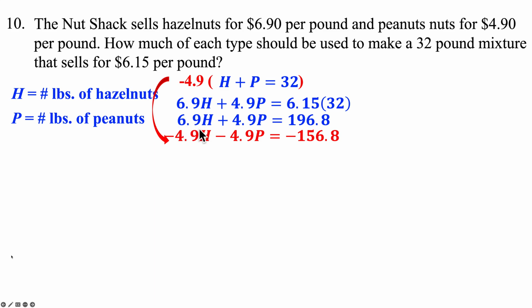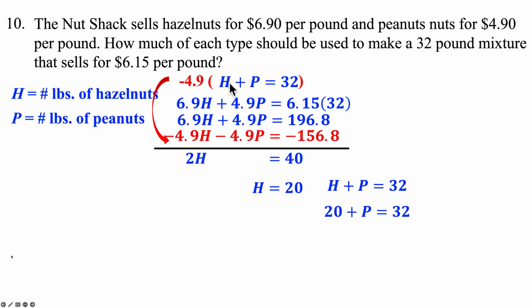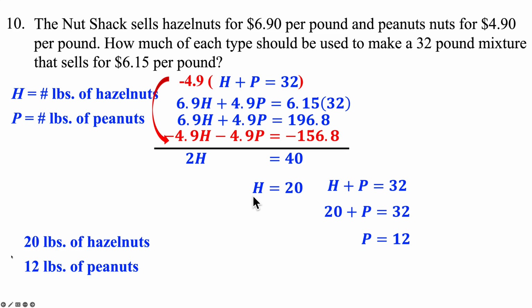I will have 2h. My p's cancel. 196.8 minus 156.8 is 40. Divided by 2, h is 20. So I have 20 pounds of hazelnuts. Gets substituted in for h. Subtract 20 from 32. We have 12 pounds of peanuts. That's what I need to make my mixture.